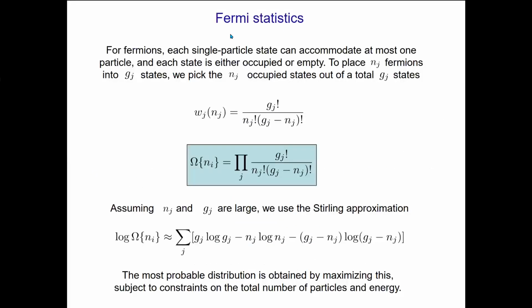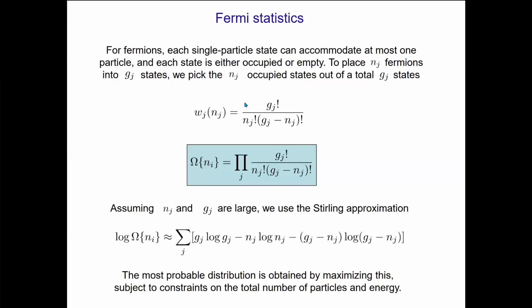So first we start this counting for fermions. For fermions, remember that each single particle state can accommodate at most one particle. So it means that each state is either occupied or empty. So if you take a cell number j with total G_j states, to place N_j fermions into G_j states, we pick N_j states out of the total G_j states.